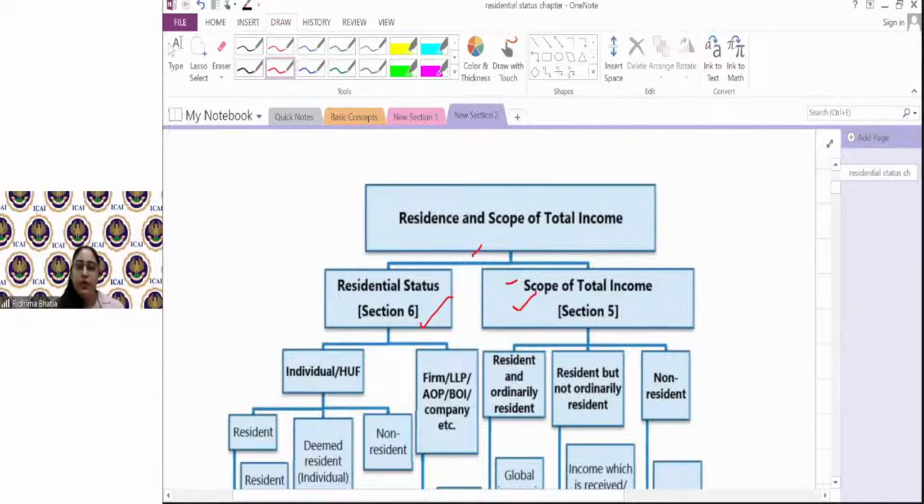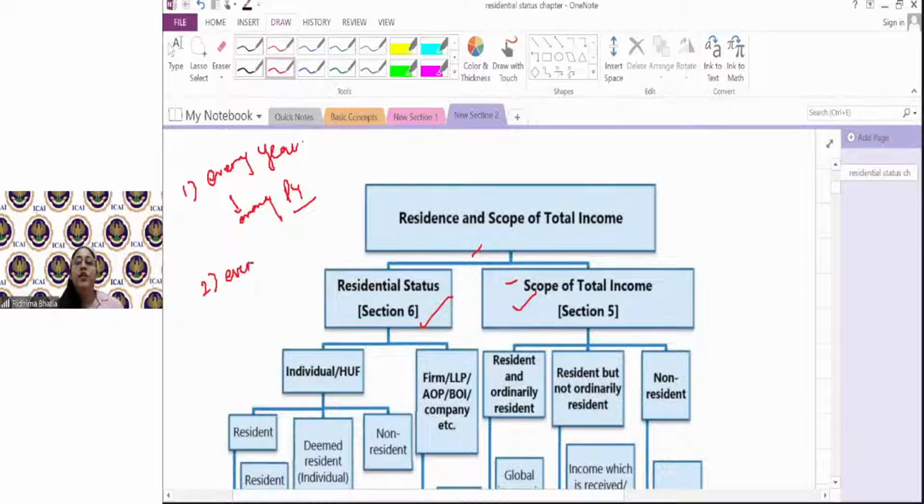A few things you have to determine. Remember, residential status is determined every year. You will not use the word calculating, rather you will be estimating and determining the residential status, and every year means for every previous year. Whatever you're doing in the assessment year does not matter. You have to calculate it for every previous year.